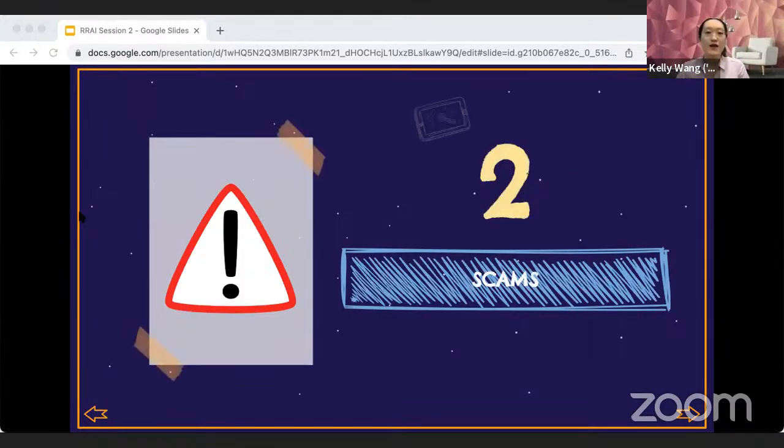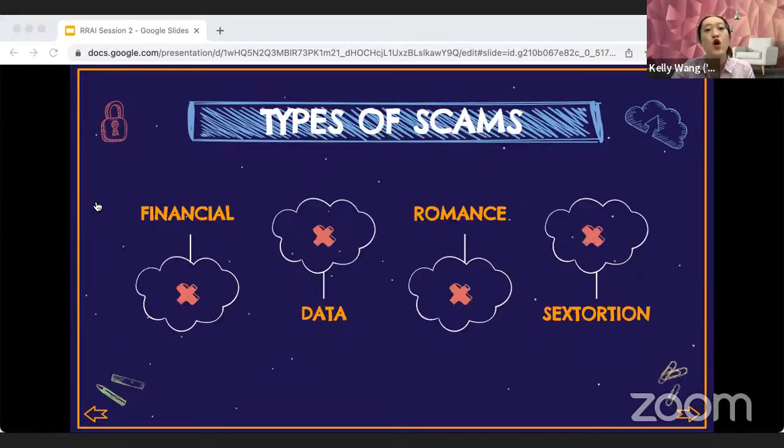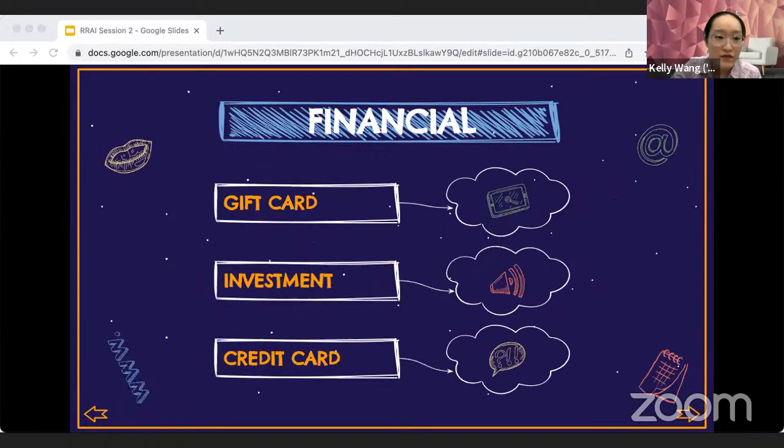So next up, I want to take a look at some scams that your kids may be exposed to while browsing online on social media. And I've divided this into 4 sections. So financial scams, data scams, romance scams, and sextortion, which will get its own portion later on because that is a very, very severe and important topic. So starting off with financial scams, which are not very common among youth.